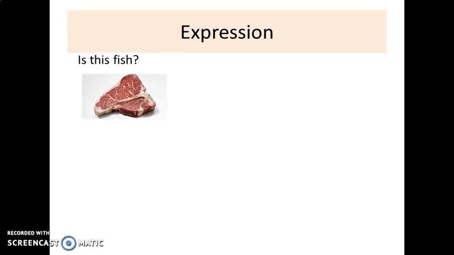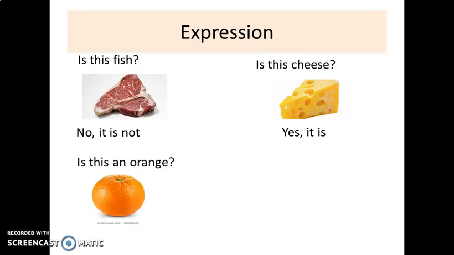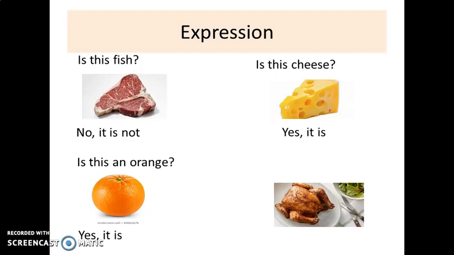Is this fish? No, it is not. Do you know what this in the image is called? Do you remember? That is meat. Is this cheese? Yes, it is. Is this an orange? Yes, it is. Is this meat? No, it is not. This is chicken. It is chicken.